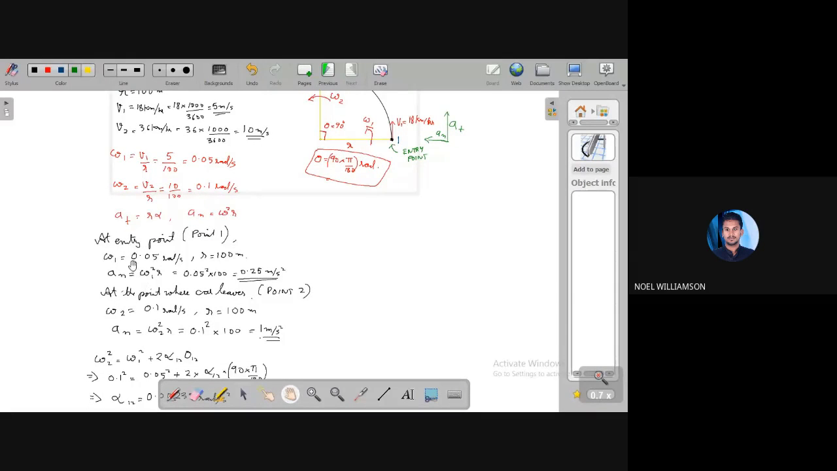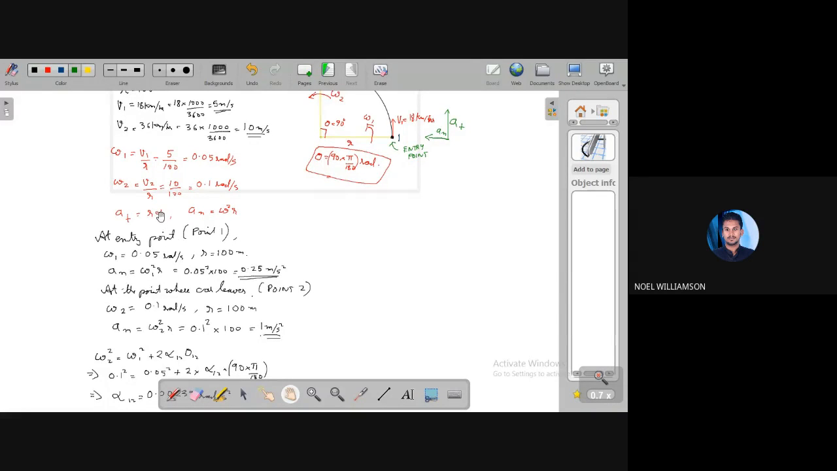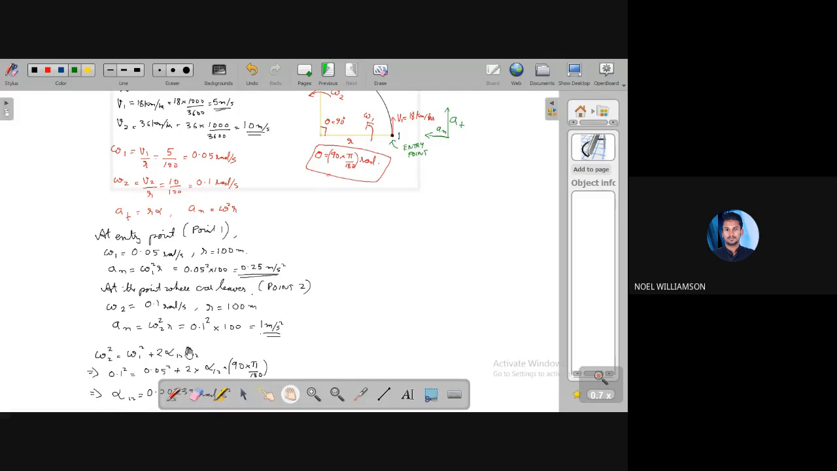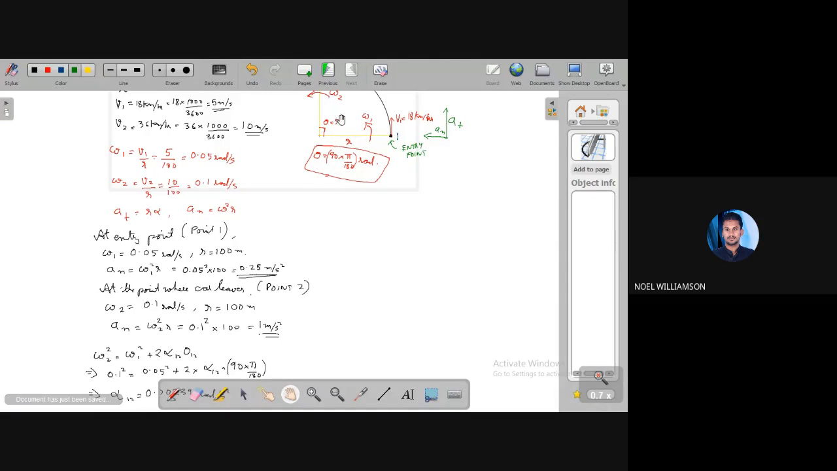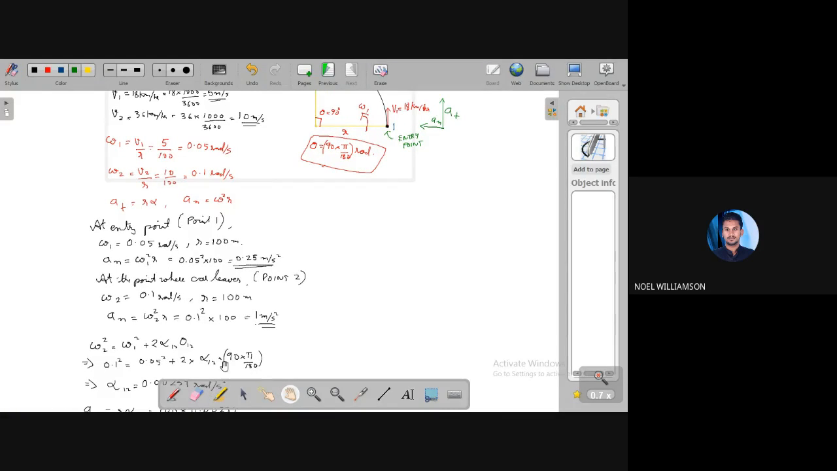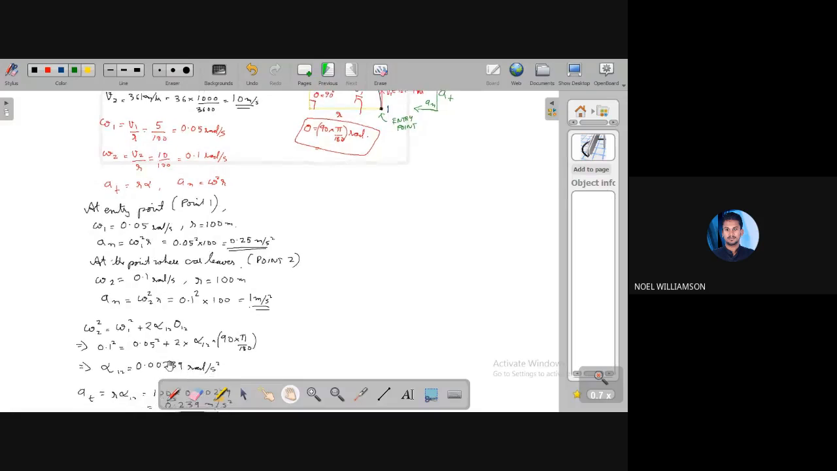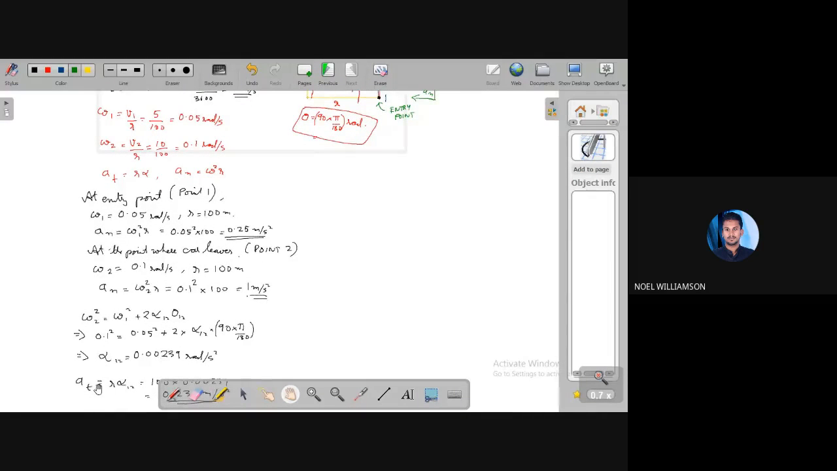Now in order to find the value of AT, which is common at points 1 and 2, you have to find the value for alpha. For that, you use the relation omega 2 square equal to omega 1 square plus 2 alpha theta, and for that theta is to be given. One thing you have to keep in mind is that theta should be in radian. So you have to convert 90 degrees into radian by multiplying by pi by 180. So 90 into pi by 180, substitute in this relation, and you will get the value for alpha. And using the value of alpha, you found the value of AT.